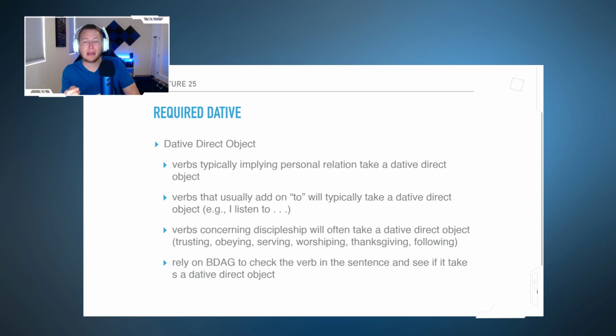Verbs concerning discipleship will often take a dative direct object. Trusting, obeying, serving, worshiping, thanksgiving, following. These are all likely to take a dative direct object. The key here is to look it up in BDAG. Check the verb in the sentence and see if it takes a dative direct object. That's all you got to do. Follow BDAG's lead.